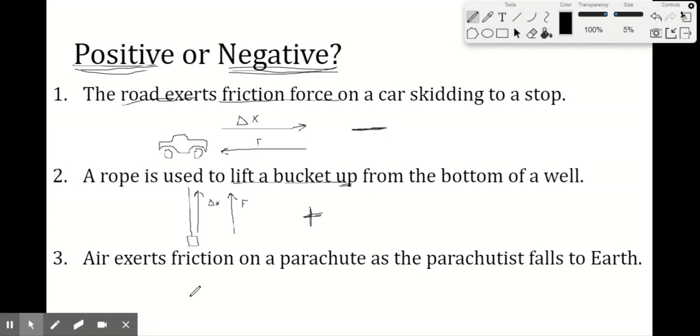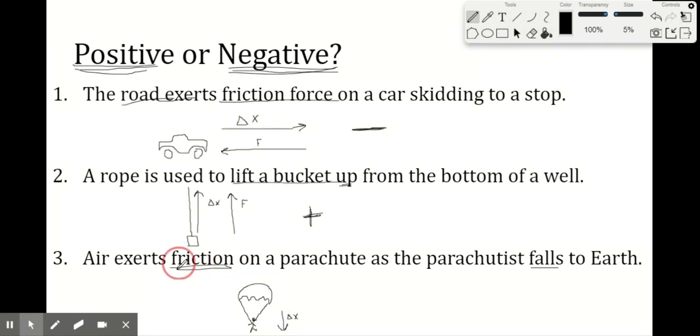Okay, last example, we have a little guy parachuting. Air exerts friction on a parachute as the parachutist falls to earth. So let's draw a little picture here. A little stick man or stick woman, I guess. Stick person like that, and they've got some little strings coming up to their parachute. And there's the parachute. We know the person is falling down, so we could say that their change in position, their delta X, is down.